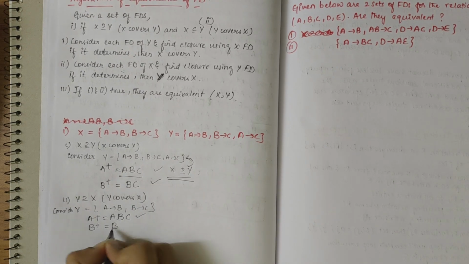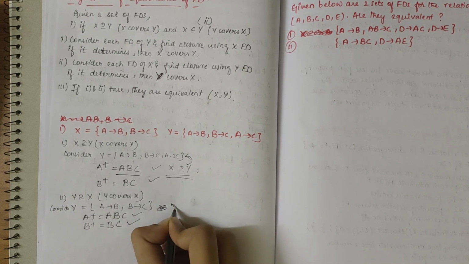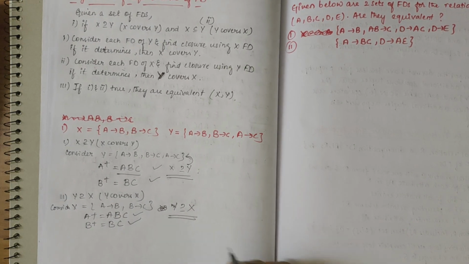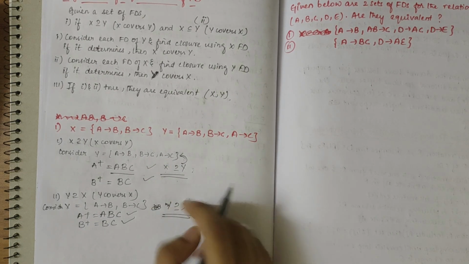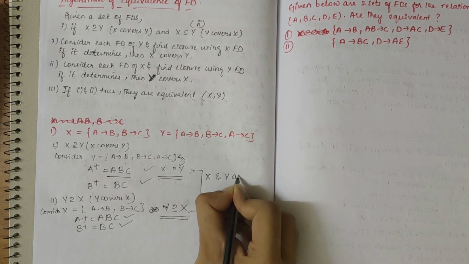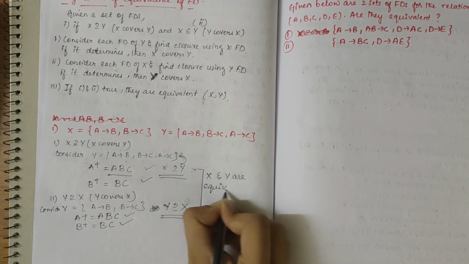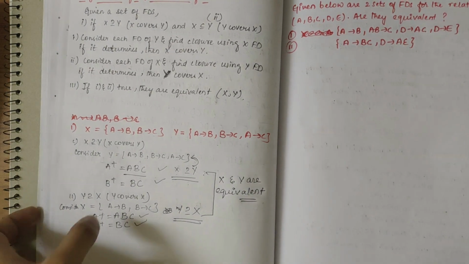Next I have B closure. So for that B would be there first and B determines C is there. So this is also accepted. Here I can write Y determines X. So now that X covers Y and Y covers X, I can write X and Y are equivalent.